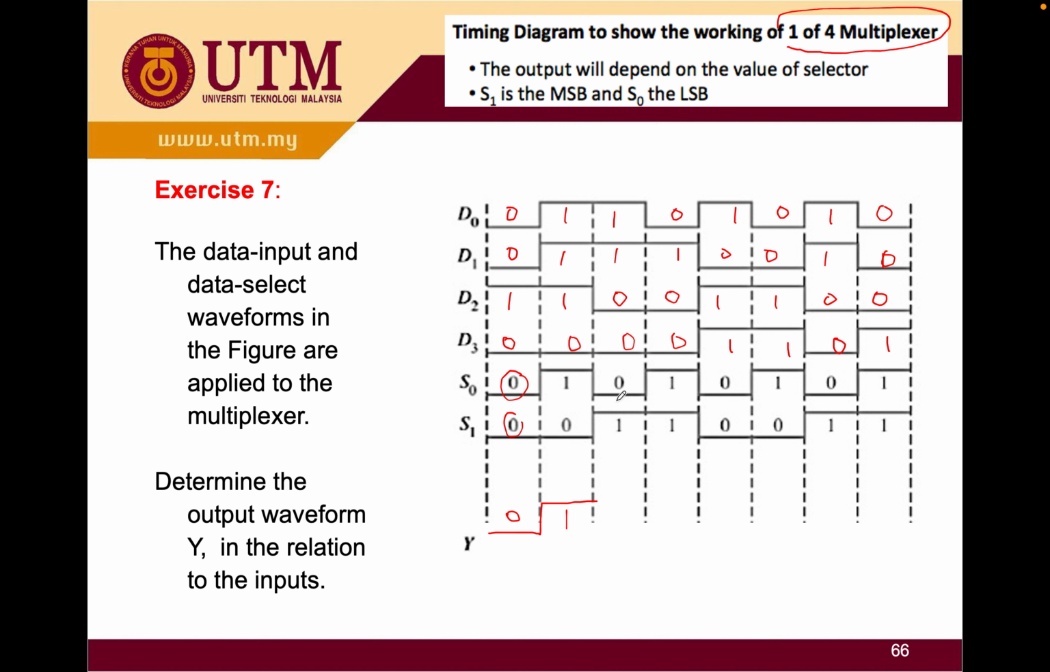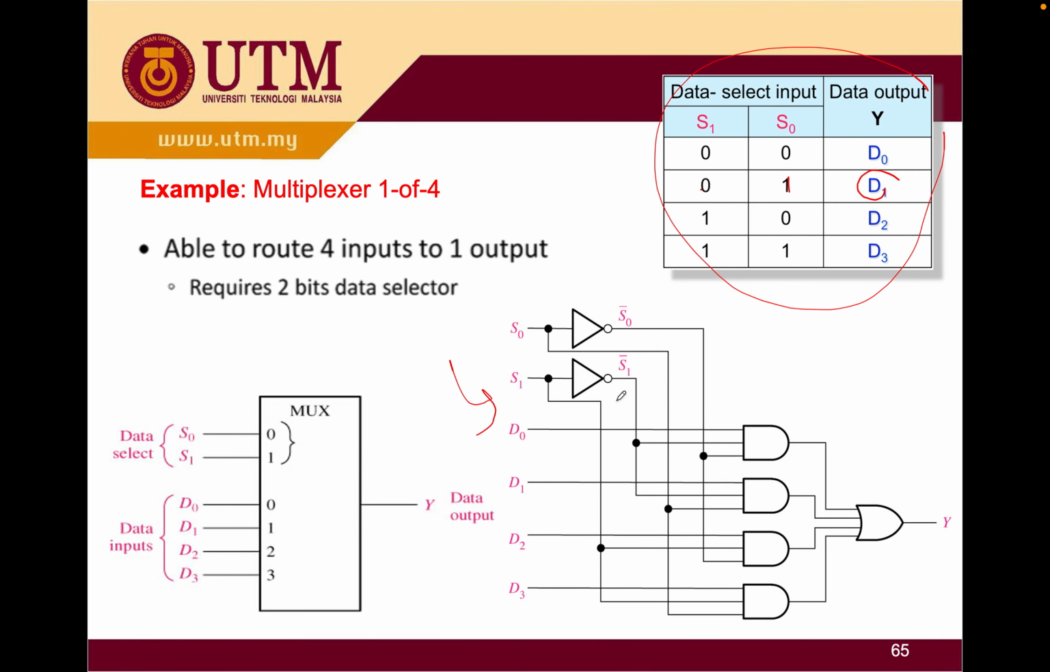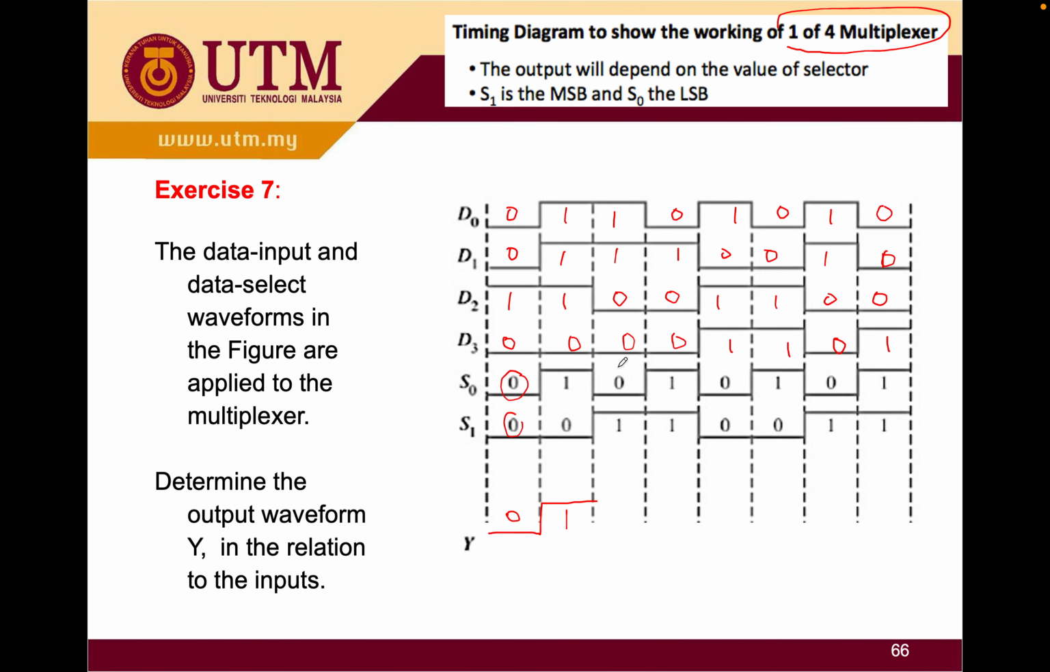Okay, 10. Okay, it will be 10. Will be D2. My D2 here is 0.